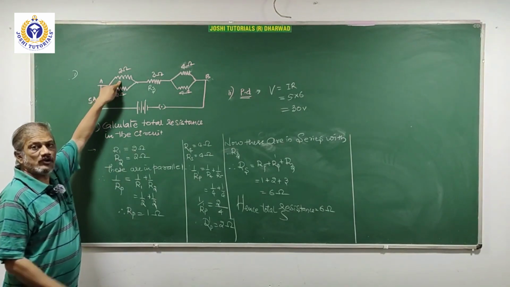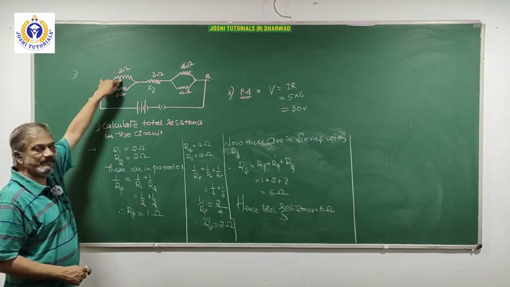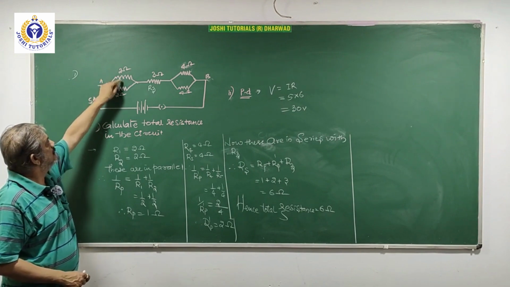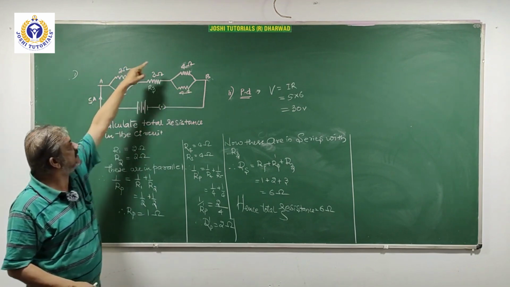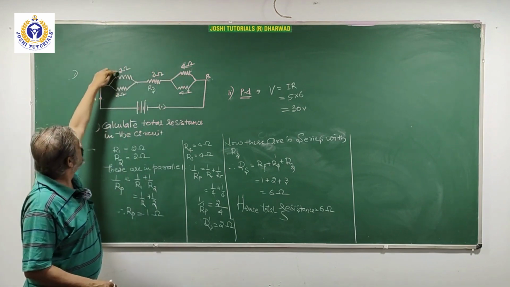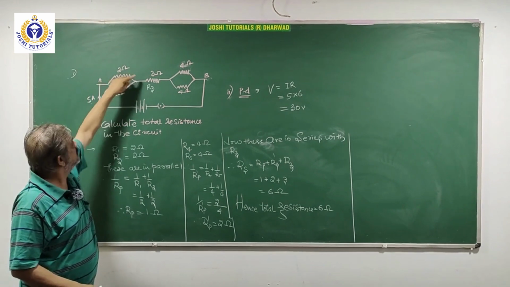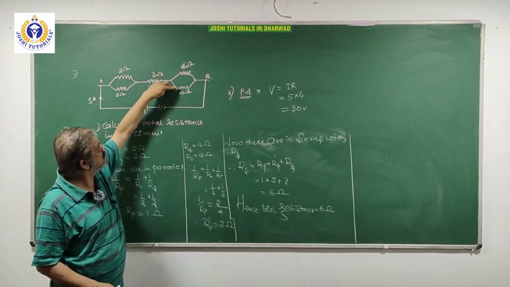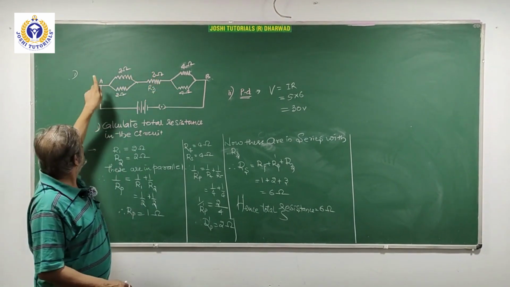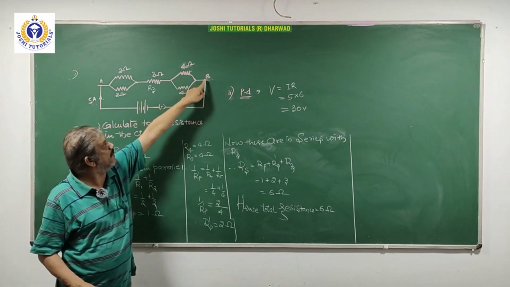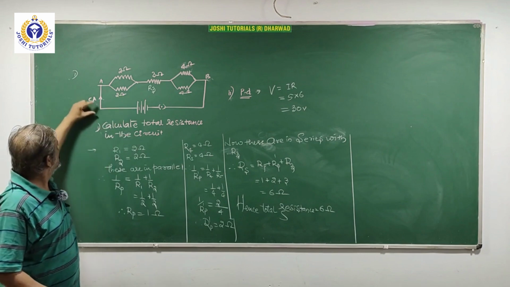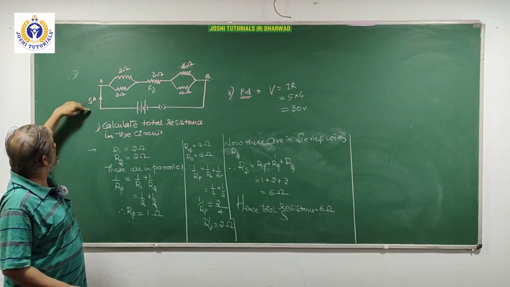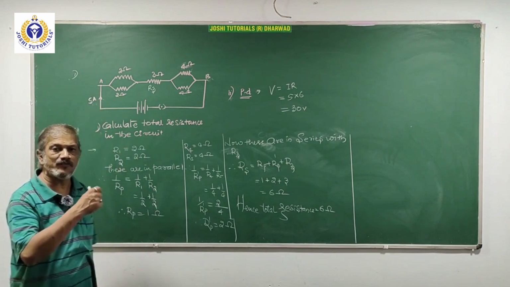So let us solve some problems today. Sometimes they give you a circuit diagram. This is called a circuit: 2 ohms, 2 ohms, 3 ohms, 4 ohms, 4 ohms. Ends are connected to A and B, and here a switch and battery. They have given 5 A, that is, 5 ampere of current.